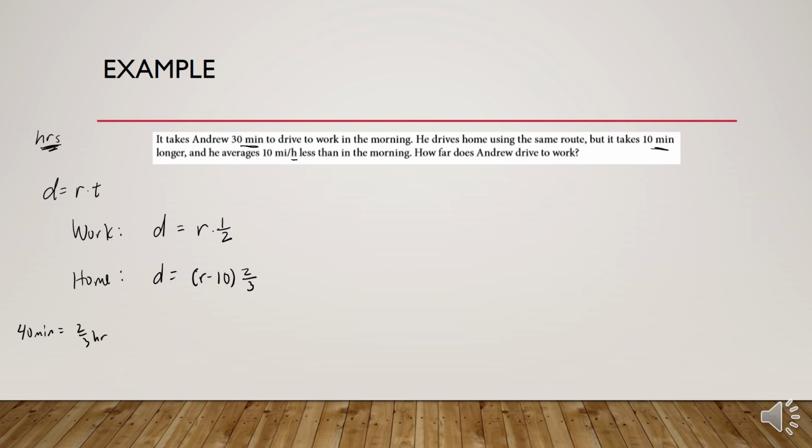So how far does he drive to work? We're looking for this distance. So I'll just set the two equal. If I know that d is 1/2 r, but I also know that it's r minus 10 times 2/3, I can go ahead and just solve those. So I'll say that 1/2 r is equal to, and I'm just putting this coefficient out front, which is okay, (2/3)(r minus 10). It's completely up to you how you solve this.